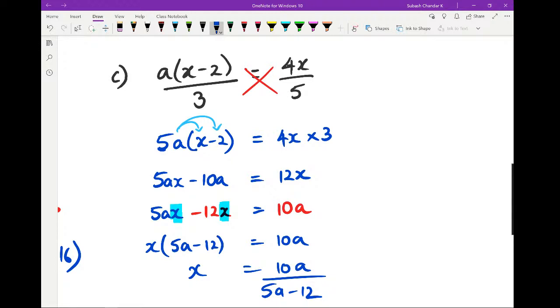Now, if they do it the other side, then what happens is they'll get negative 10a over 5a minus 12, or 12 minus 5a. No, Mochi, because you're actually shifting. When you cross multiply, what you're doing is you're taking the denominator to the opposite side, to the numerator. So basically the 5 is actually ending up here, and the 3 is ending up there. Yep, any other questions, guys, with C?